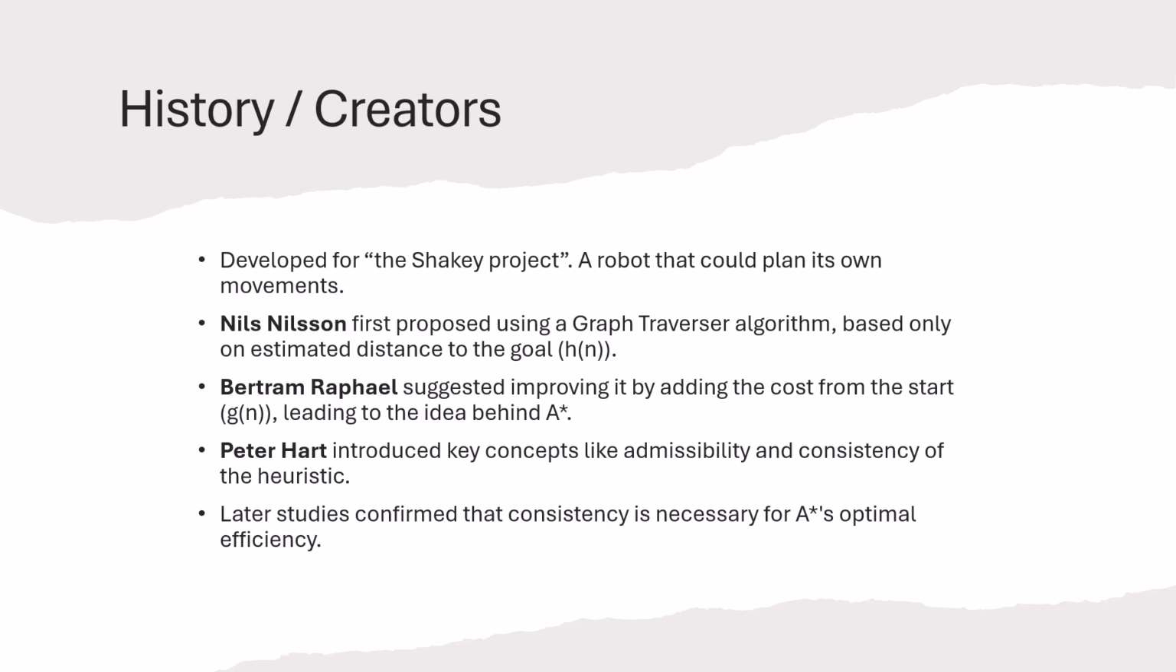The creators of the A-star algorithm were working on a robot that they wanted to plan its own movement. So Nils first proposed writing an algorithm that estimates distances to the goal, which is the heuristic function. Bertram suggested adding the cost from the start, which is kind of like Dijkstra's algorithm, and then Peter helped introduce key concepts and refining their algorithm, and so together they came up with the A-star algorithm.